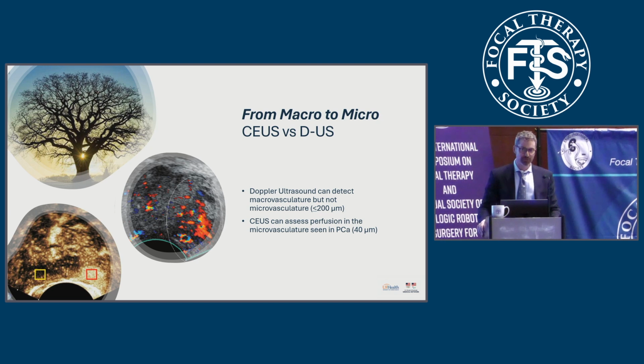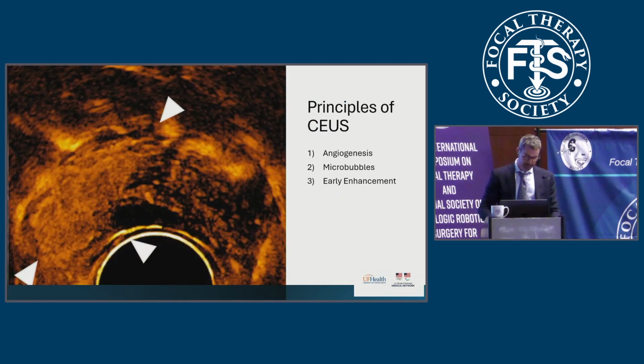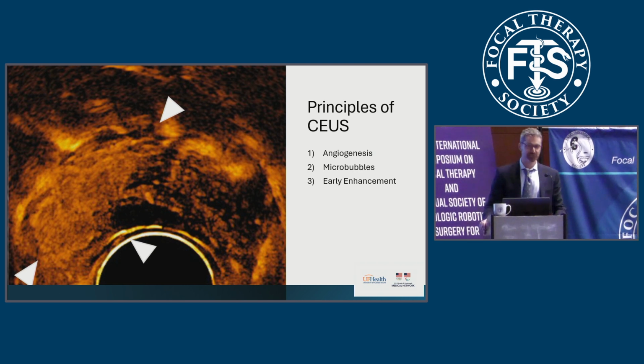And it's from a macro to micro phenomenon. So Doppler ultrasound can detect macrovasculature up to about 200 micrometers, whereas contrast-enhanced ultrasound looks at perfusion as low as 40 micrometers. Now, why does this matter? Well, it takes advantage of one of the hallmarks of prostate cancer, which is angiogenesis.